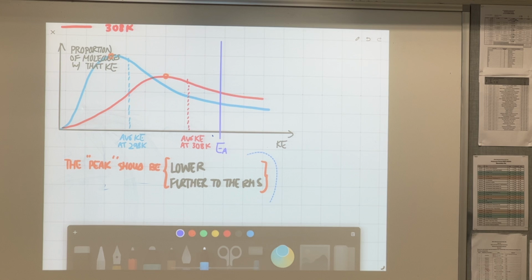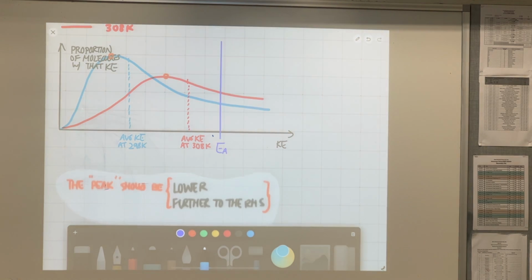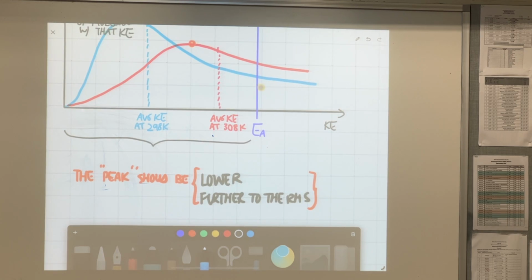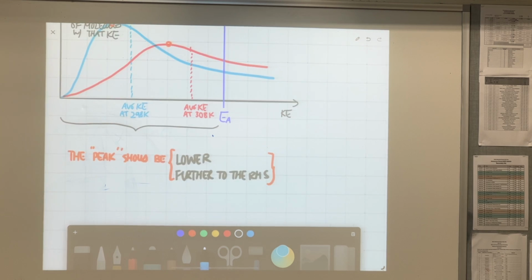Anything on the left, do they have enough KE to react? Anything on the left will not have enough KE to react. So you can maybe take a look at this line here. The x-axis represents energy. So anything to the left of the EA bar means that the KE is less than the activation energy. And anything with KE greater than EA will be able to react.